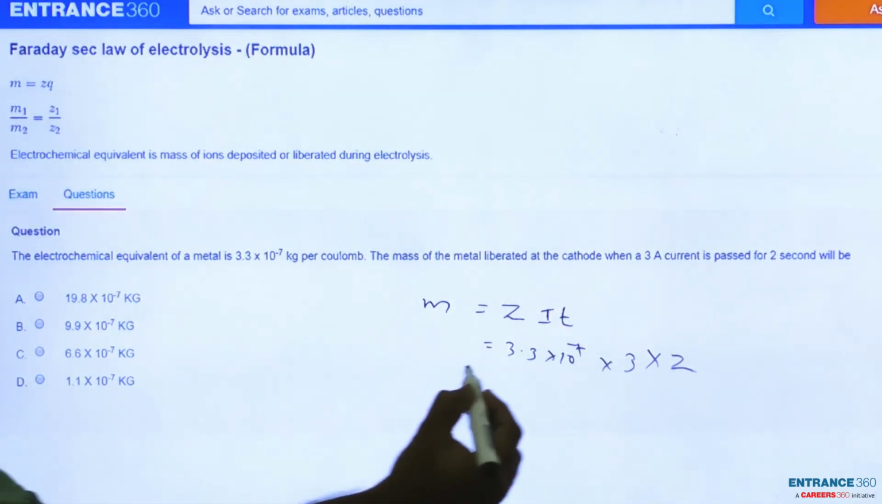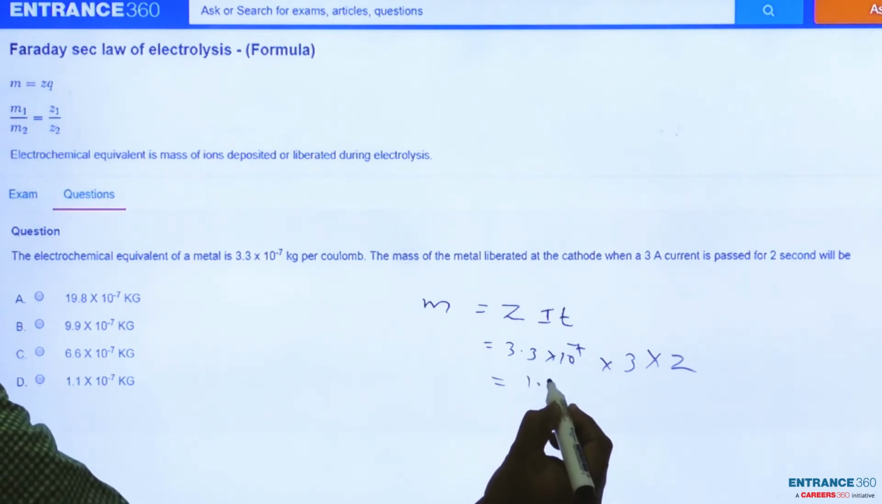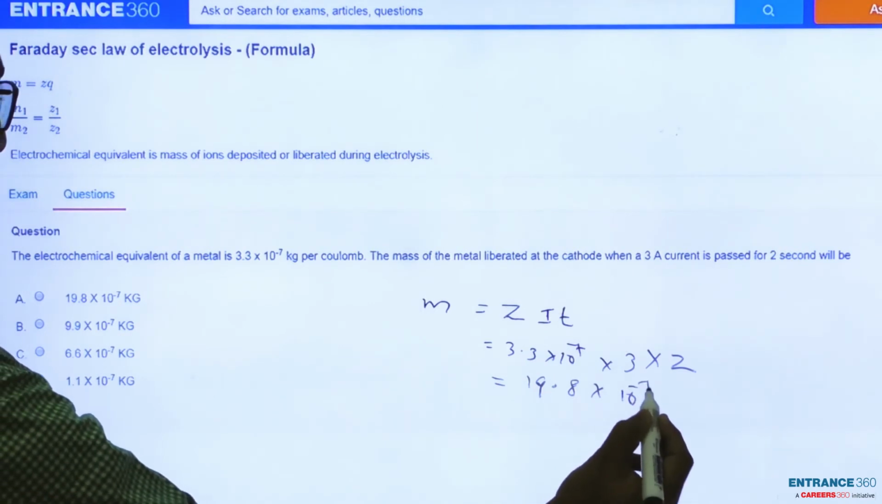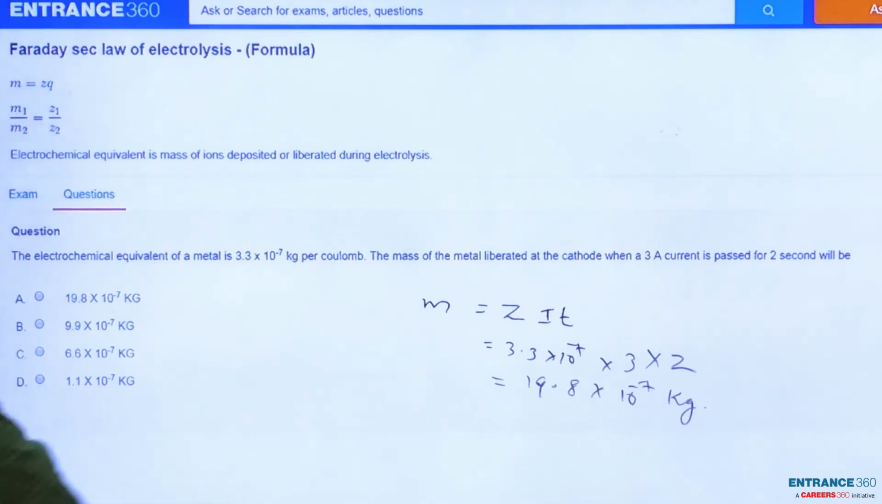Therefore, upon calculation, you will get the answer as 19.8 into 10 raised to minus 7 kilogram. So, the right answer is A.